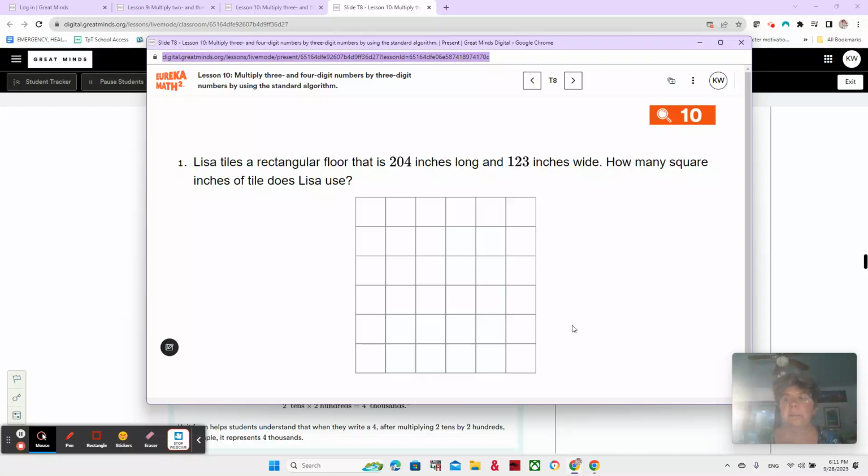Alright. This is your first video of lesson 10, and we are continuing to work on the standard algorithm and the area model and understanding how multiplication works. So, number one, this is on page 87 in your book. Please make sure you're following along and taking notes.